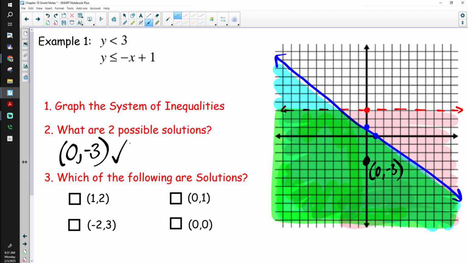The point negative 5, 1. That point is in both shaded regions. That's another possibility. Any point in your double shaded region is a solution.